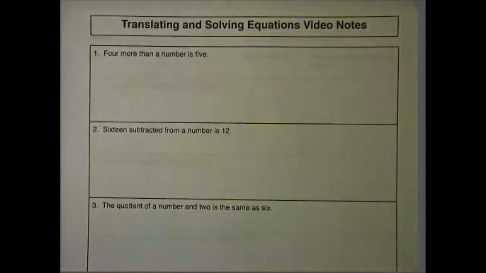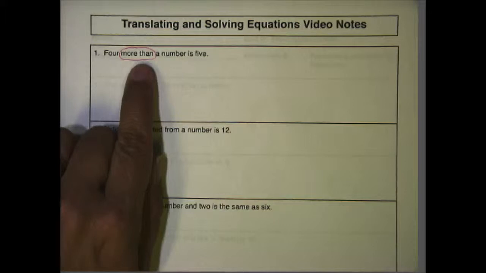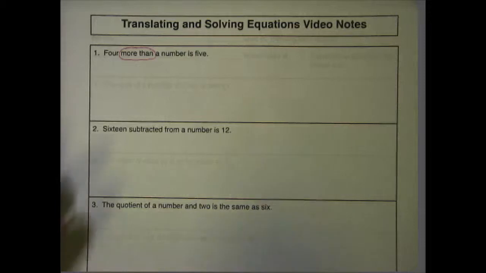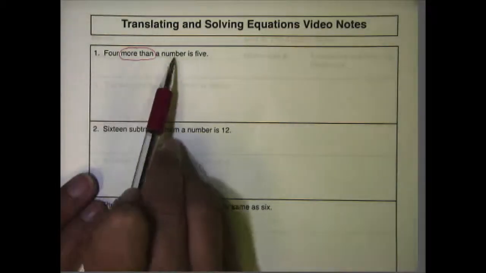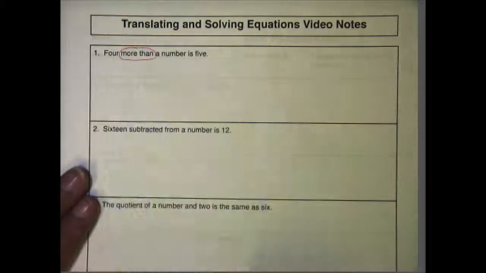All right, let's take a look at the video notes. Number 1 says 4 more than a number is 5. So the first thing I notice is I've got the word than, and that means that I'm going to have a turnaround word or a red flag word. A turnaround word is going to change the order of our equation. Keep in mind that normally we read everything from left to right. So we would say 4 plus a number, which is a variable, we're going to call it x, equals 5. More than means that we're going to turn that around.